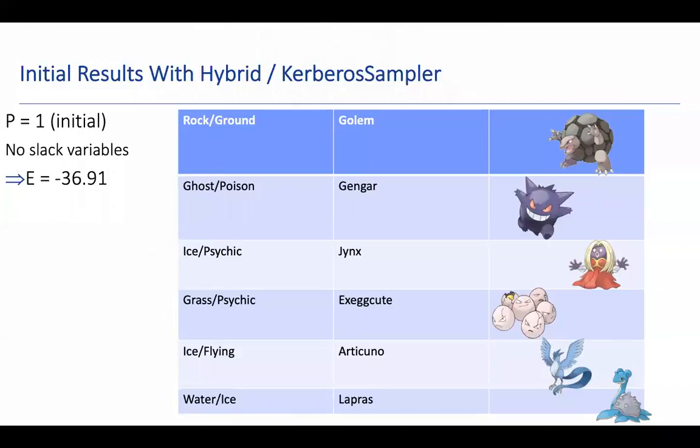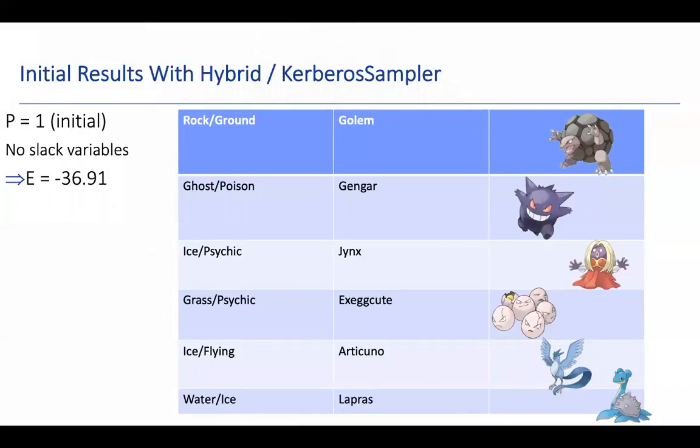The top 3 are famous Pokemon: Golem, Gengar and Jinx. And then the next 3, Exeggutor, Articuno, and Lapras, are a little lesser known. I put the pictures there just for fun. But the point is that Rock and Ground is a type that the program said was going to be on the team. Ghost and Poison is another type. And just for fun, I looked up on the web and found that Golem is a Rock and Ground type. But this is the first team.